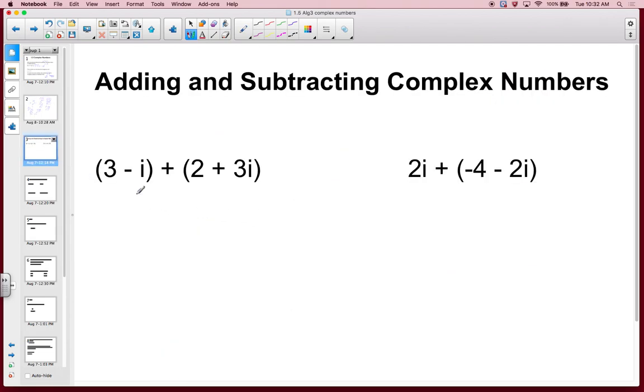All right, here we go. Adding and subtracting complex numbers. So, we're going to be adding the real parts together, 3 plus 2, 5, and the imaginary parts together, -i plus 3i, or 3 minus 1, is a 2i. All done. Again, here we're going to combine our imaginary parts. Well, these will just cancel. 2i minus 2i cancels, and we're just left with a -4. So it's just a real number there.